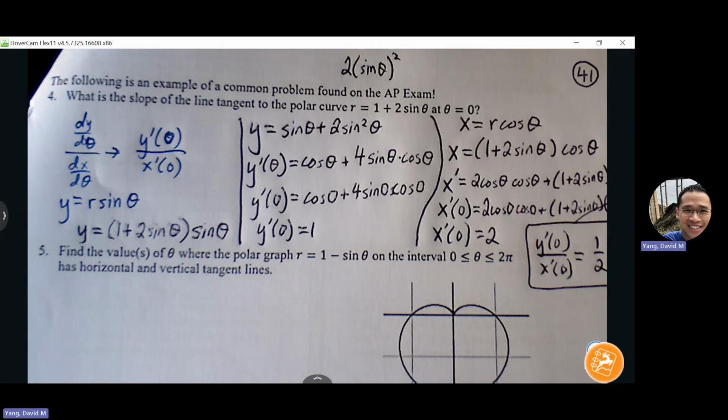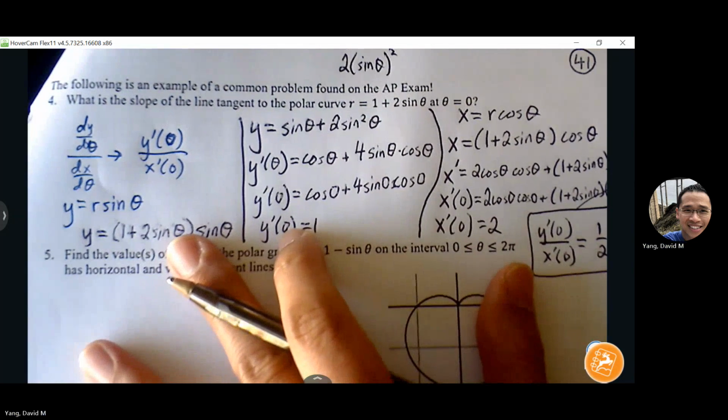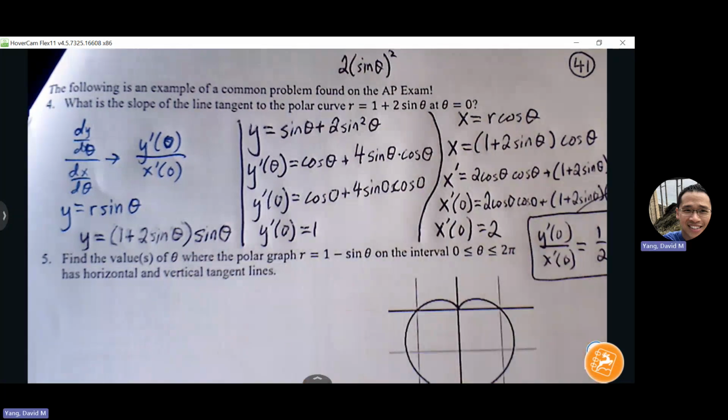Okay, page 41. We did this in class, but we can also use this as a way of reviewing the concept before we move on to number 5. It says, what's the slope of the line tangent to the polar curve r equals 1 plus 2 sine theta at theta equals 0? Let's not worry about theta equals 0 first. Let's just worry about finding the slope of the tangent line.